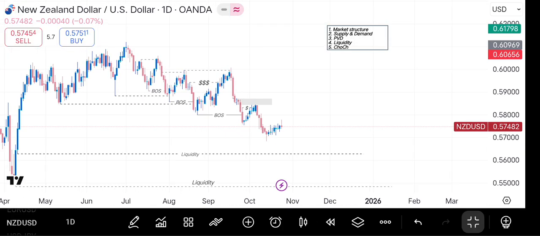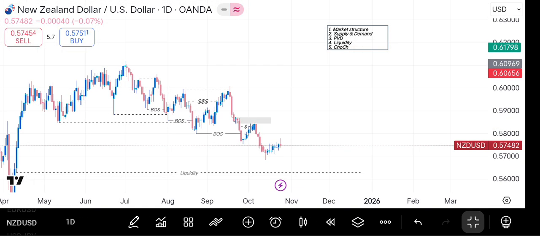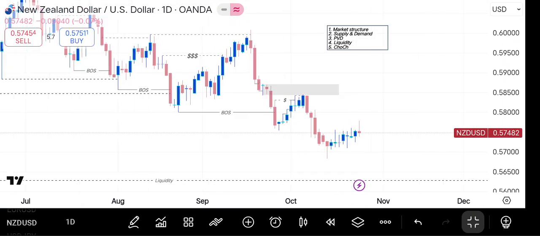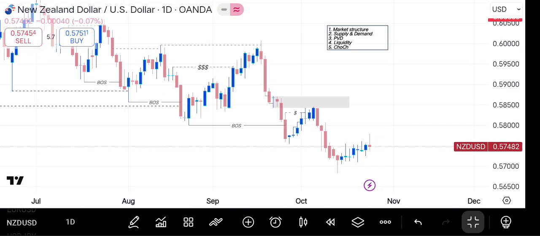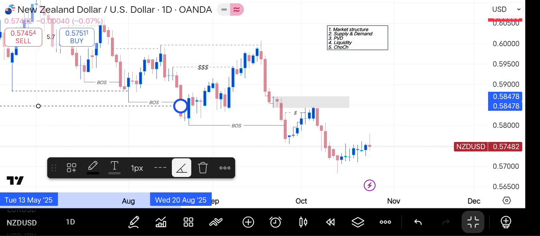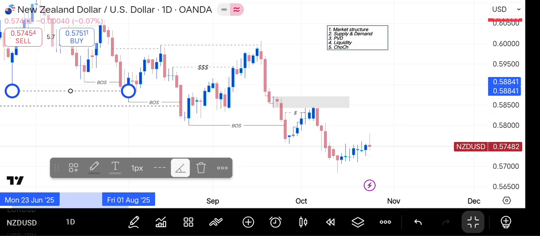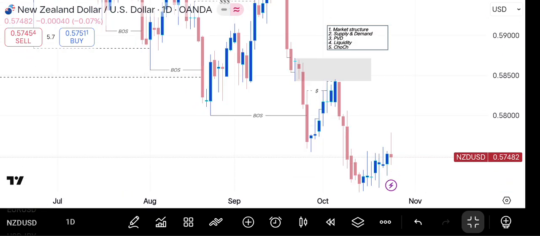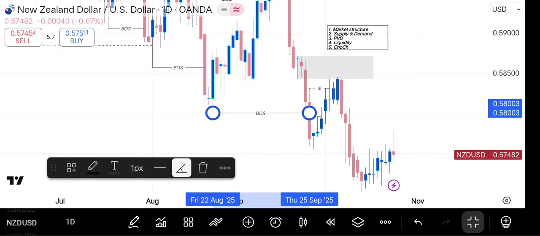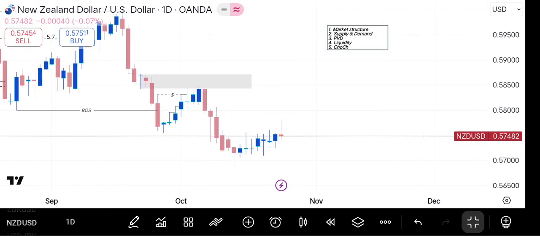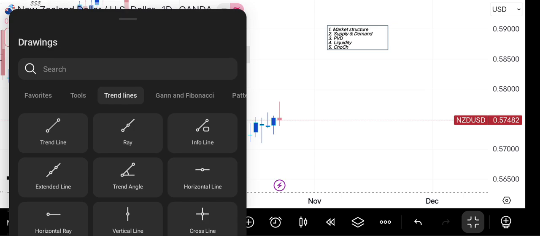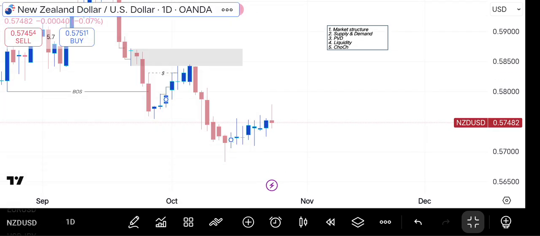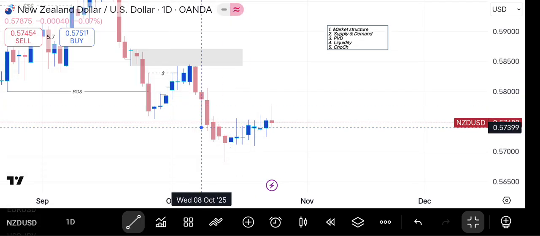Overall, the market is bearish, so we are dropping down, right? So why are we bearish? Because we are breaking structures to the downside. Simple. There's a break of structure, another break of structure, and then another break of structure. So now we have the current break of structure, and then we expect the next one.